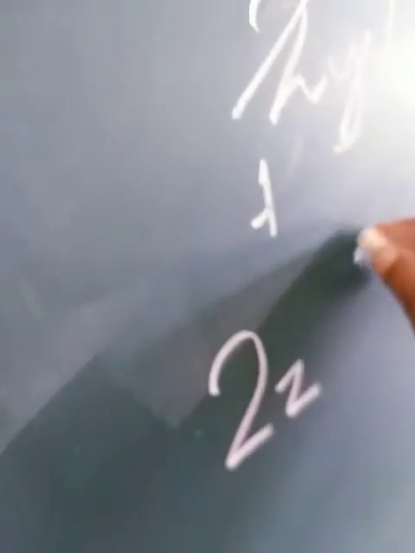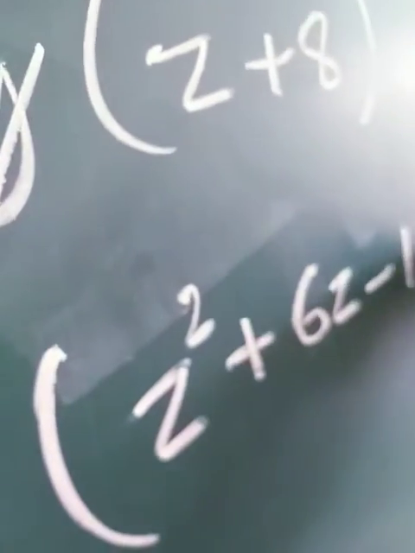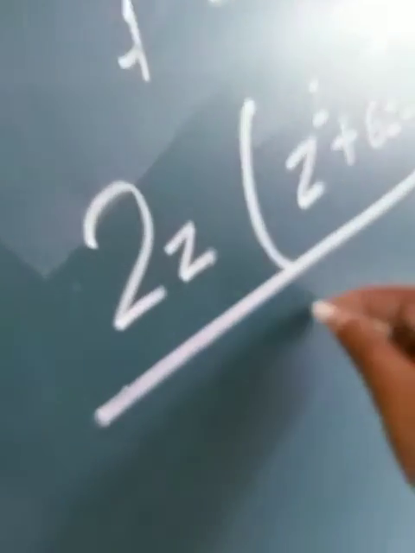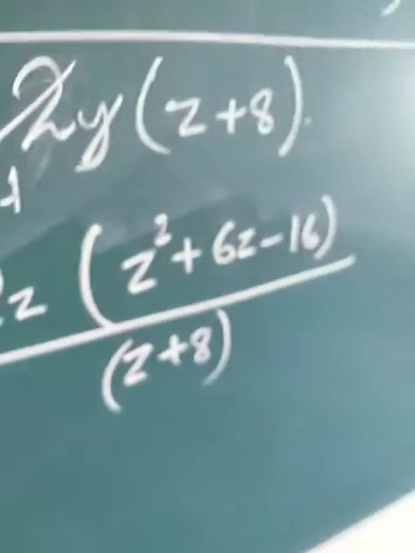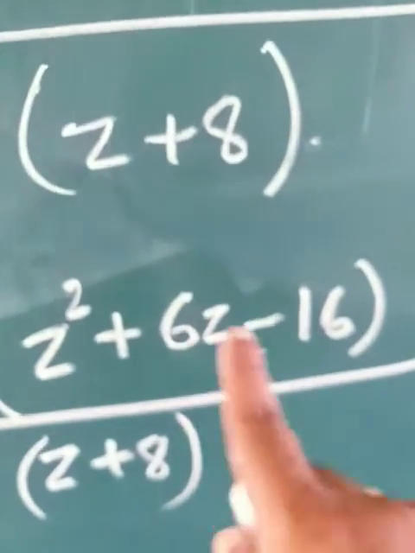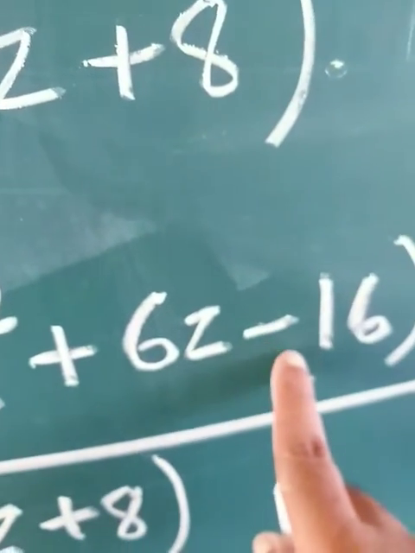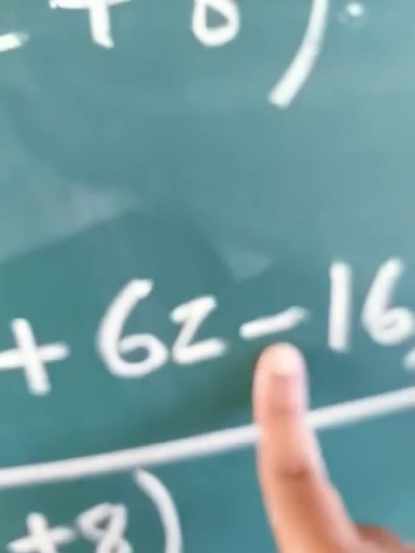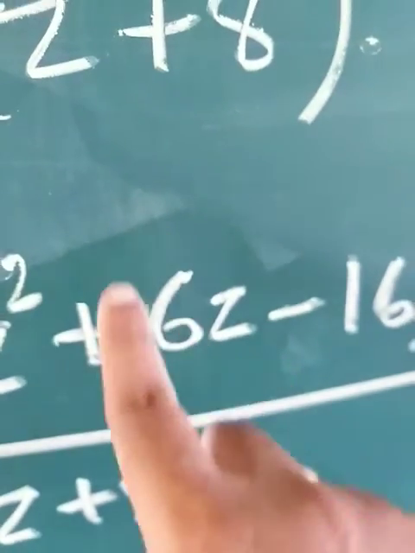2z. Now inside the bracket we are having z square plus 6z minus 16. Now in the denominator we are having z plus 8, isn't it? Now what we have to do with these three terms? We have to do middle term factorization. So what is the product we are having, students? 16, and the two numbers, on which side we have to see? This sign, that is minus. So the difference of the two numbers should be equal to 6.